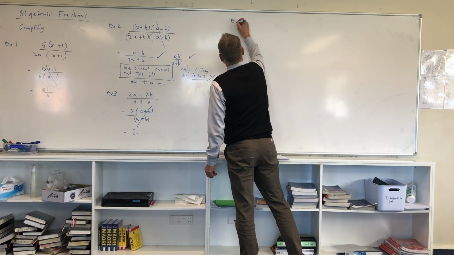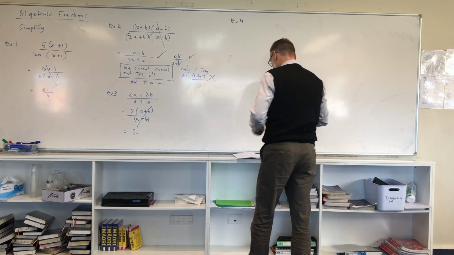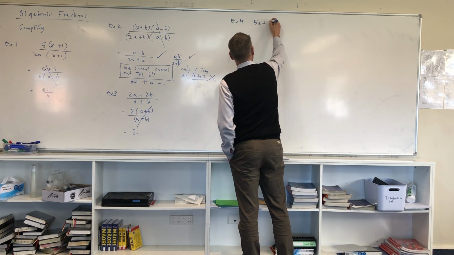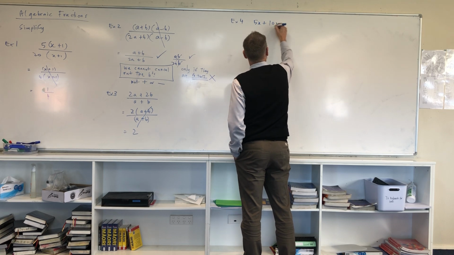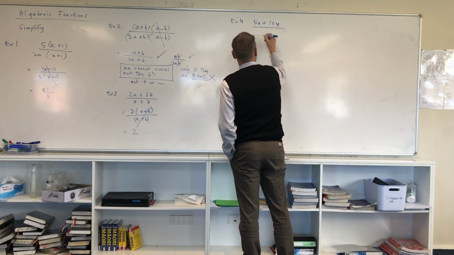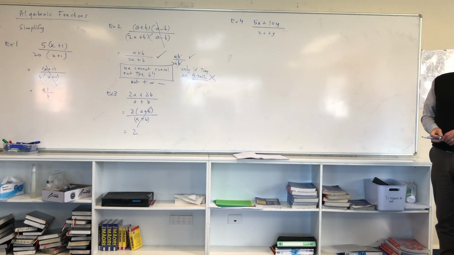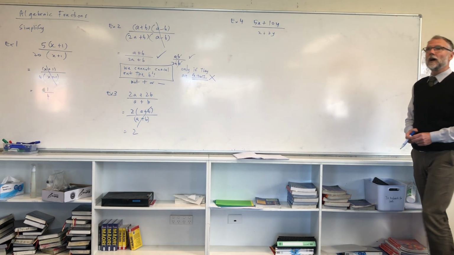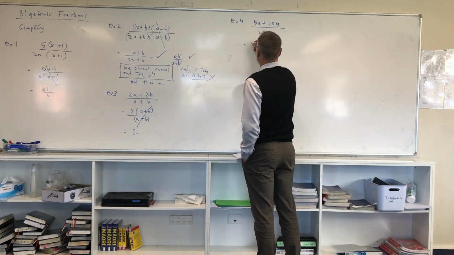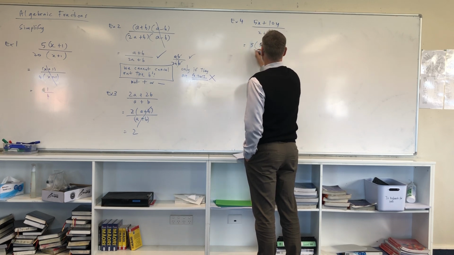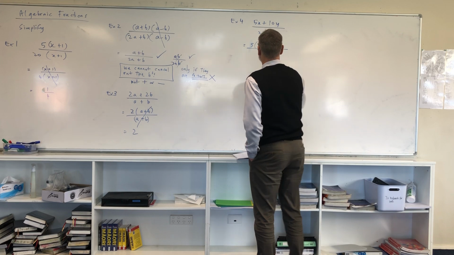Look at another example. So 4. There we go. 5x plus 10y all over x plus 2y. All right. Can I factorise that top line? Yes, I can, and I should. I can take a factor of 5 out of that top line. So if I take a factor of 5 out, that leaves me x plus 2y over x plus 2y.